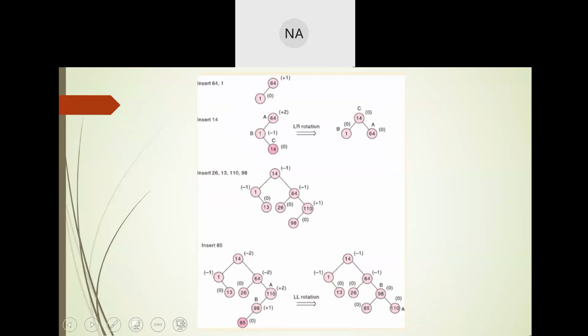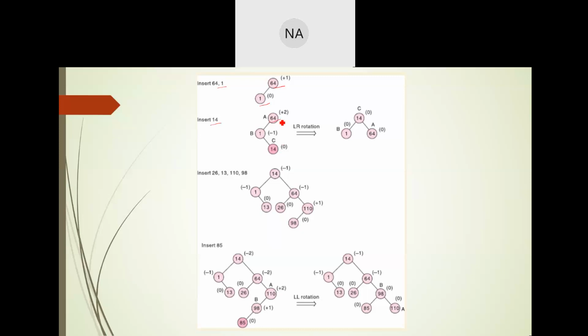Now see some more examples of insertion into an AVL tree. Insert 64 and 1. So 64 will be the root node, then you insert 1. It will be inserted in the left subtree of it. Then you insert 14. 14 is less than 64 and it's greater than 1, so 14 will be inserted over there, but it will make node A, node 64, imbalanced.